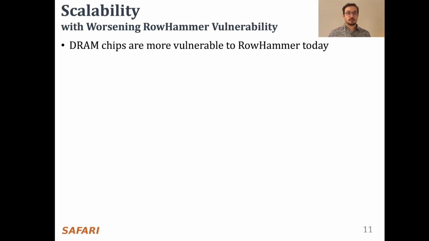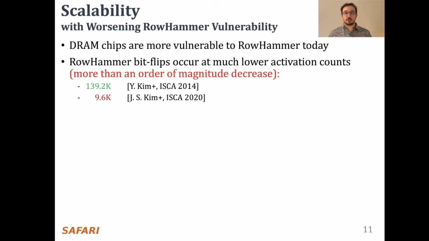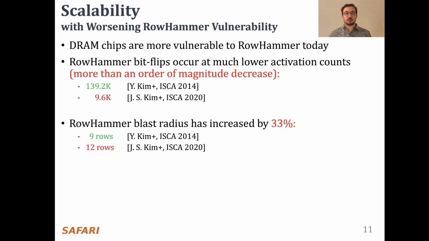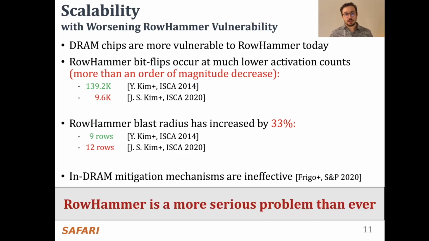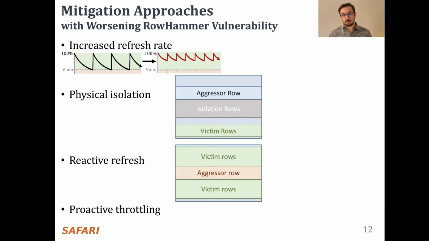Recent work shows that DRAM chips have become more vulnerable to RowHammer in the last decade. RowHammer bit flips can occur at much lower activation counts today, and hammering a row can disturb more rows than before. And furthermore, in-DRAM mitigation mechanisms are also shown to be ineffective. Therefore, RowHammer is a more serious problem than ever today.